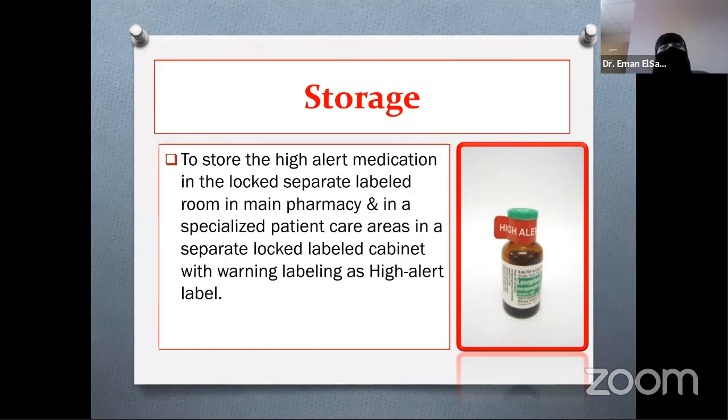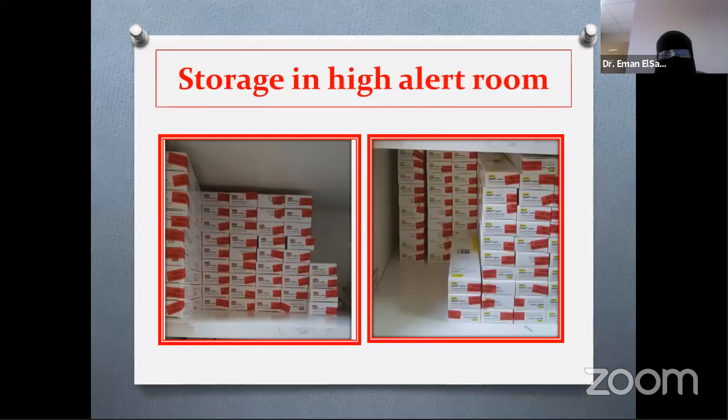In our policy here, we put a red label, and I think this is famous in all hospitals. It is red because this is very important. So I think all hospitals choose the red label. A label must be put on each ampoule, in a separate room, and the cabinet locked within the separate room. See, this is the photo for storage in the high alert room.